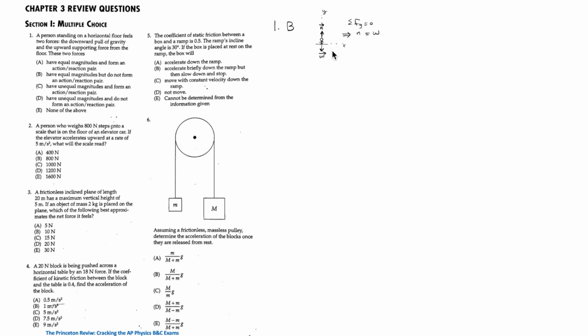So as you can see, this is the person. Because the person is not accelerating, the net force is 0, right? Which means that the upward normal force from the floor is equal to the downward gravitational force. So N is equal to W. But although these two forces have equal magnitudes, they do not form an action reaction pair because they are acting on the same object, which is the person. And this is because the forces of an action reaction pair always act on different objects.